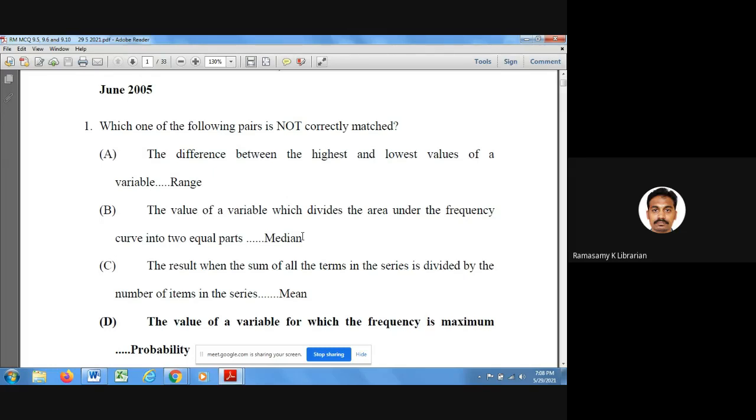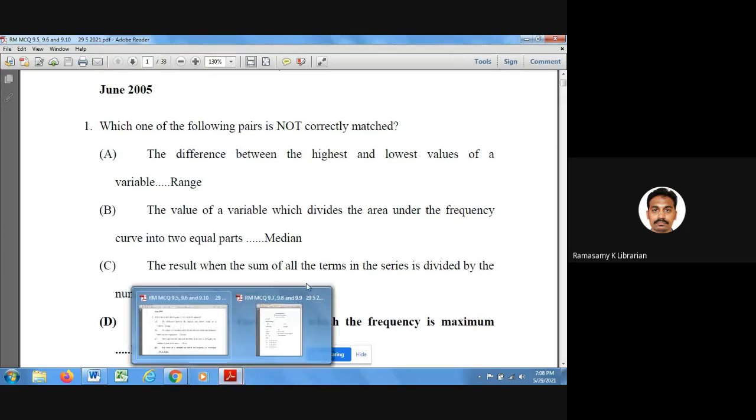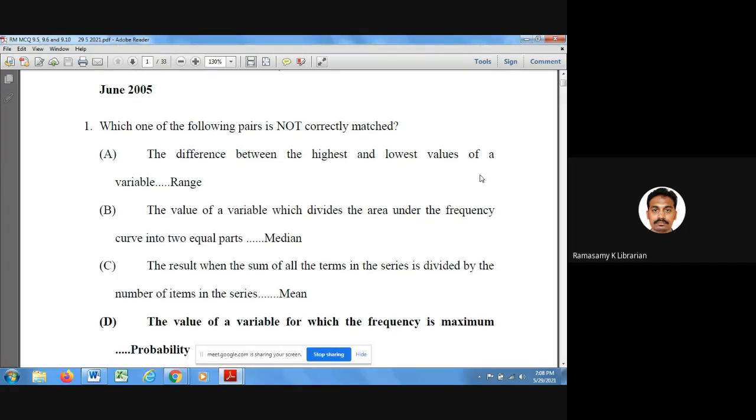Then C, the result when the sum of all the terms in the series is divided by the number of items in the series. Exactly, it is mean. Some people say average, some say arithmetic mean. So total divided by number of observations. So right. A, B, C, all the 3 statements are correctly matched.